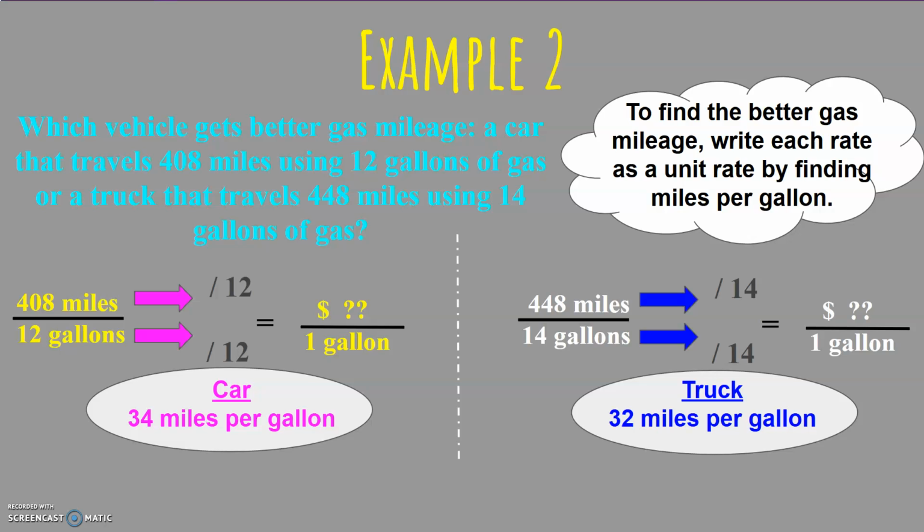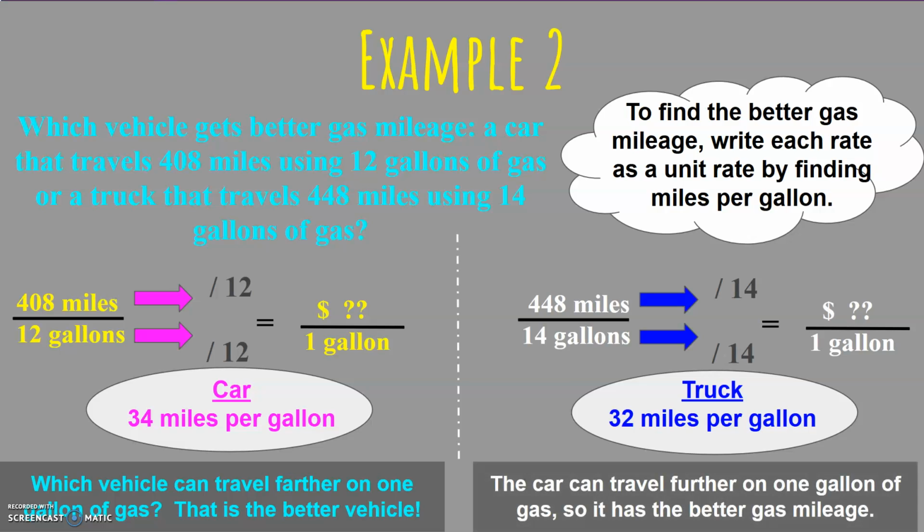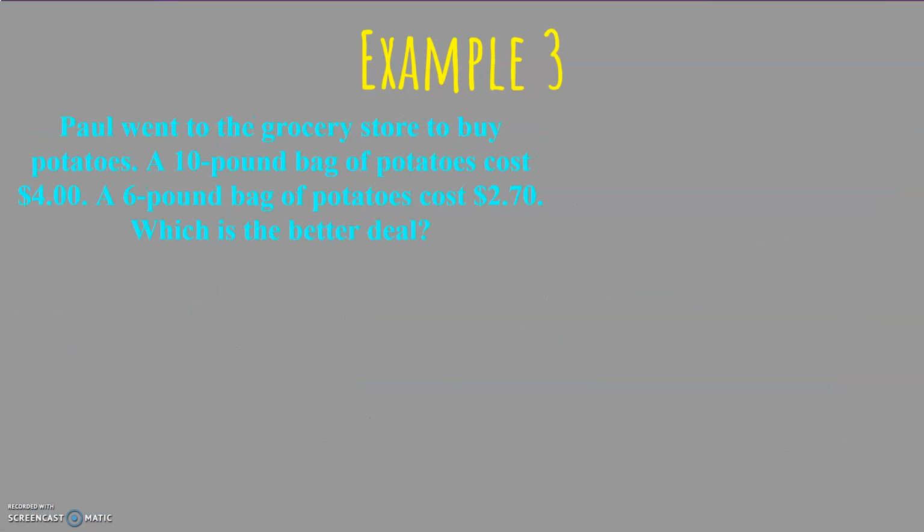But in this case, the vehicle that can travel farther on 1 gallon of gas is the car with a better mileage. In this case, that is the car, because it travels farther on 1 gallon of gas than the truck does. Look at example 3.